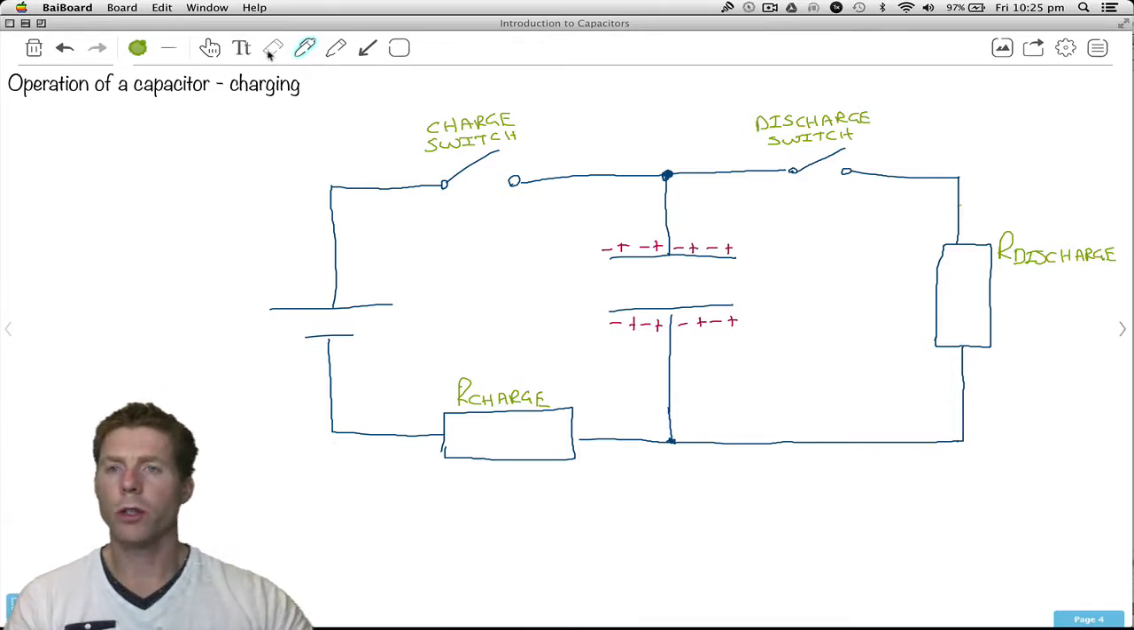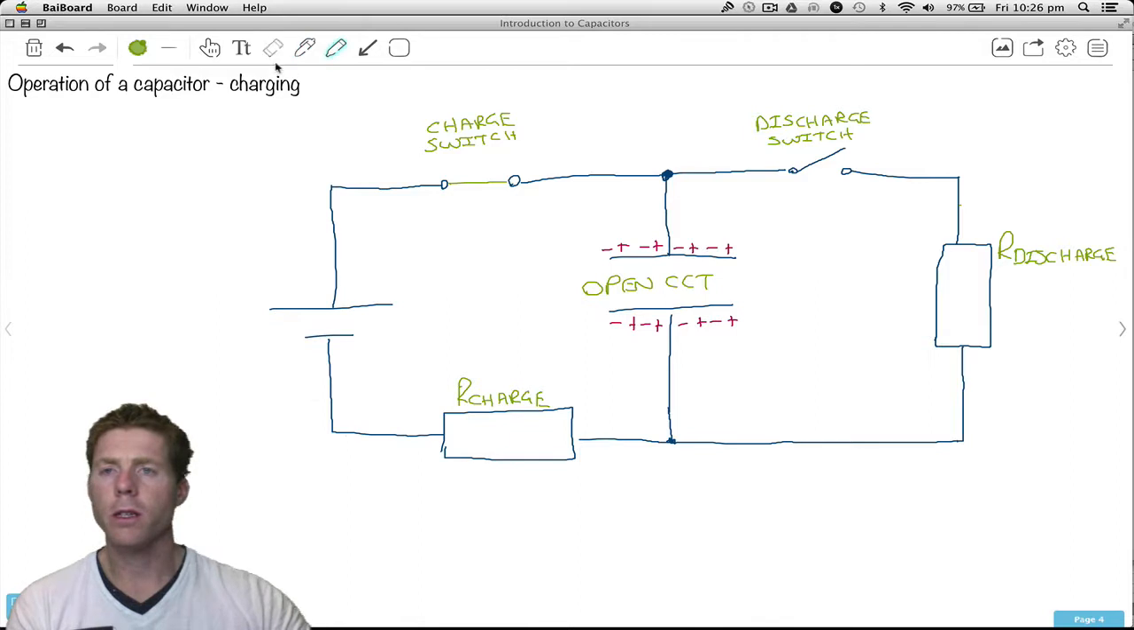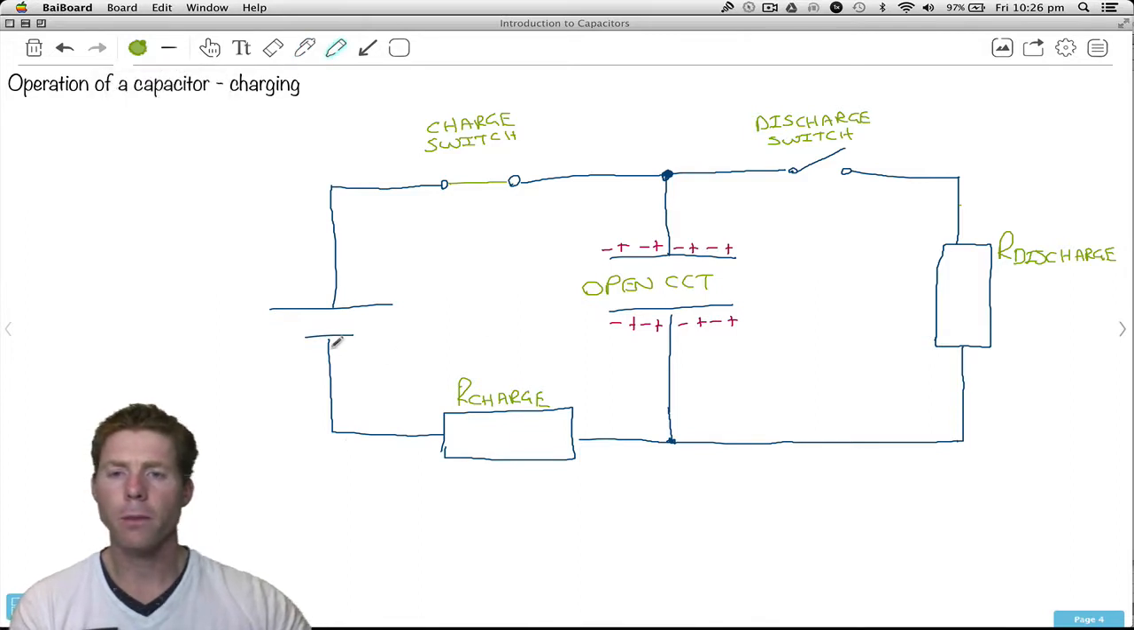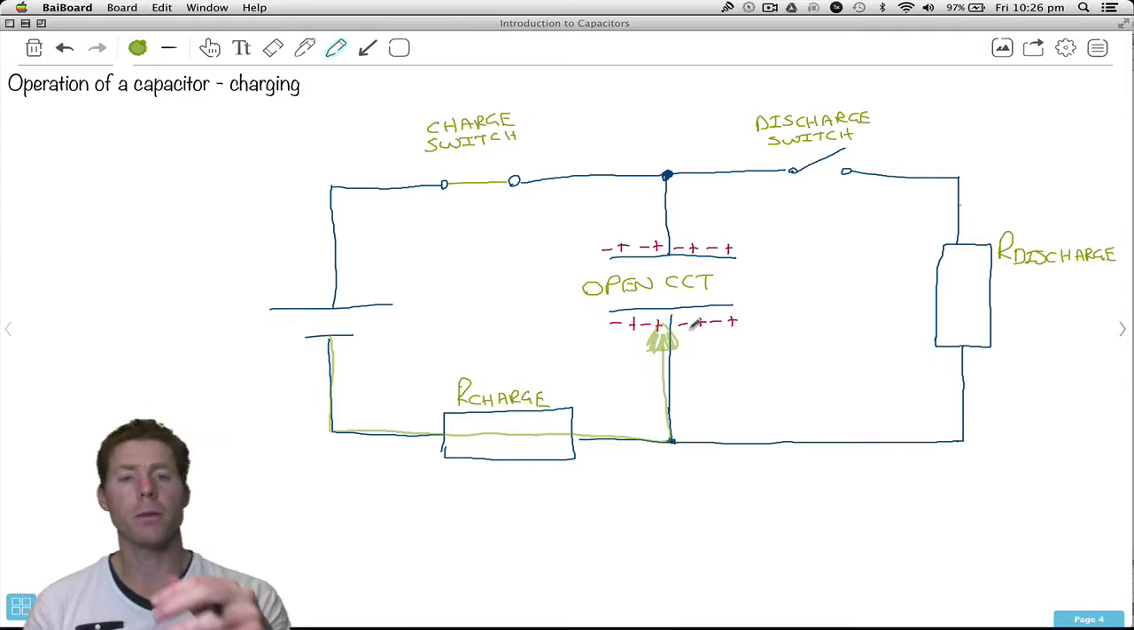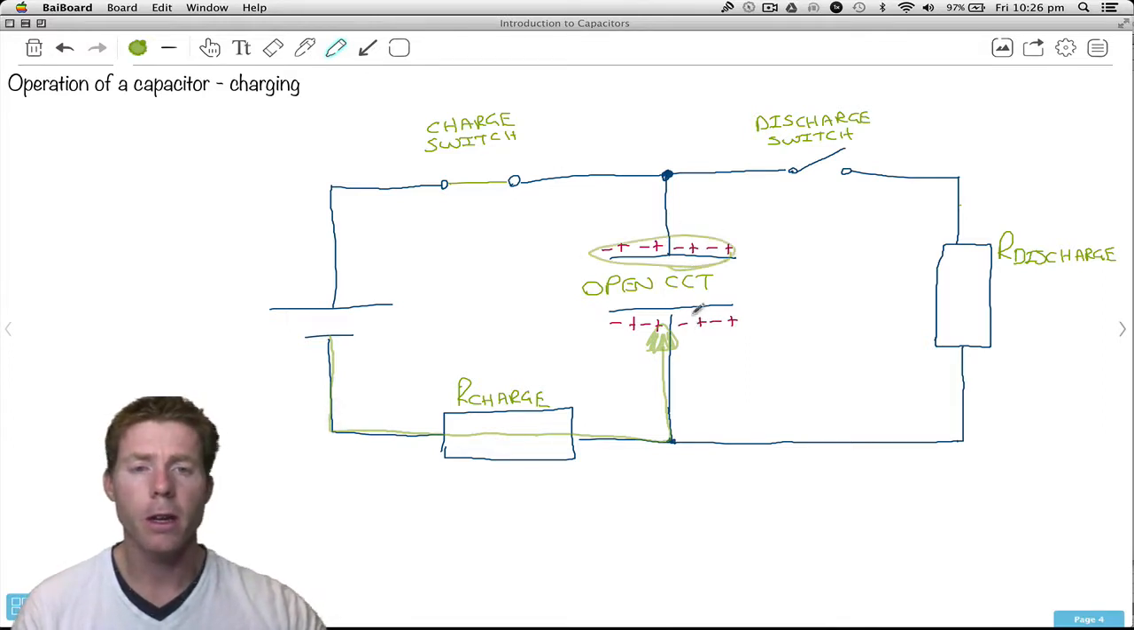So let's have a look. We have a charge switch. Let's get rid of that, and let's close it. Now remember, this is an open circuit in here. Open CCT to represent circuit. What we're going to have is, let's get this a bit thicker, electrons starting from the negative plate. They'll go through the charge resistor, and they're going to start building up on the bottom plate here. Now when this thing is discharged, there is no potential difference between this plate and this plate.